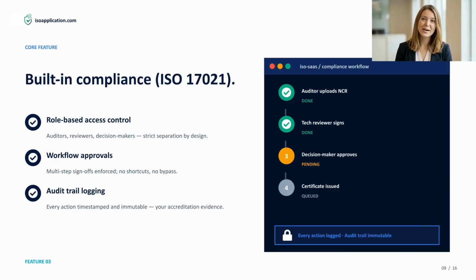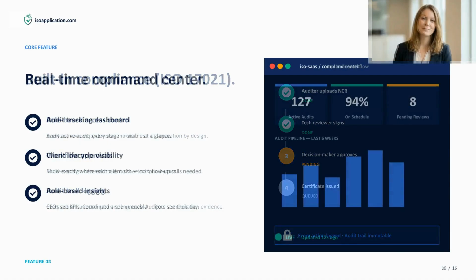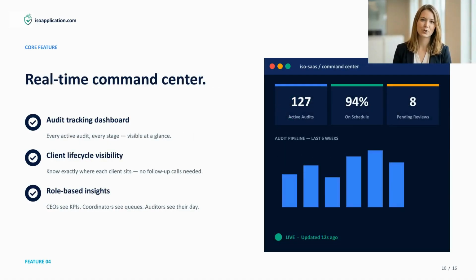This is achieved through role-based access control, strict workflow approvals with no bypass, and immutable audit trail logging for every action. The real-time command center provides an audit tracking dashboard and client lifecycle visibility. Role-based insights ensure that CEOs see KPIs, coordinators see Qs, and auditors see their daily tasks.